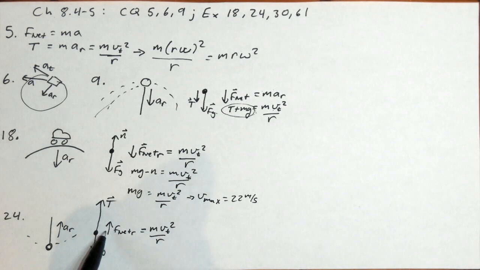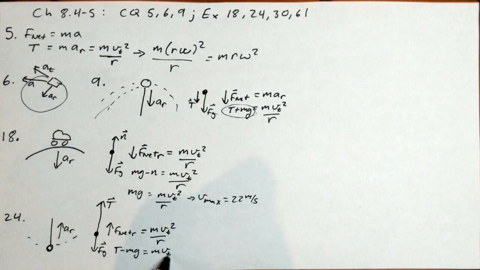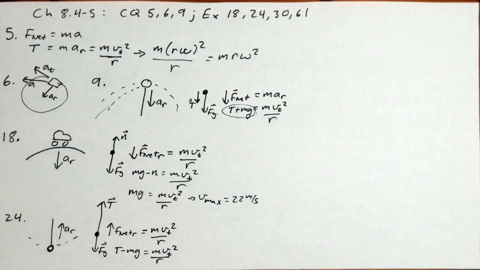In this case, I'm choosing up to be positive. I put a plus sign over here. So up is positive, which means tension minus mg equals m vt squared over r. Now from this, we can solve for the speed. We know the tension, we know the mass, we know the radius, so we can solve for vt. In doing so, we'll find vt equals 5.5 meters per second.